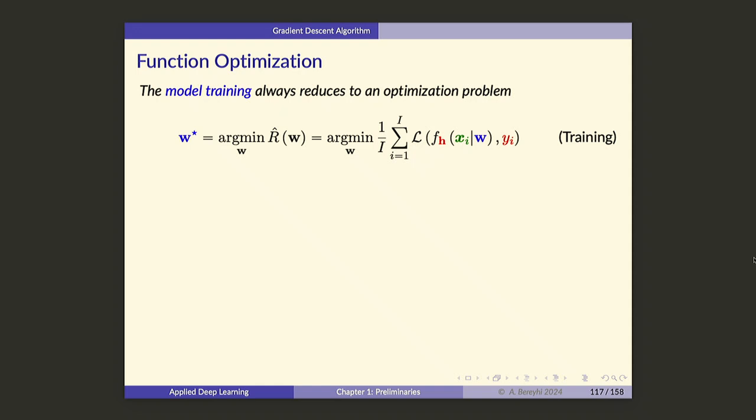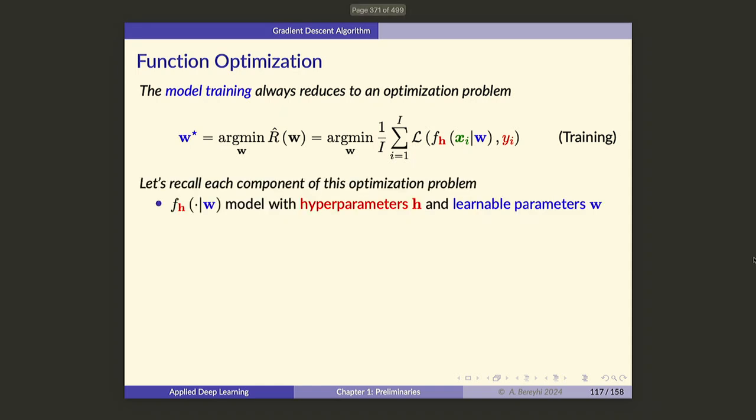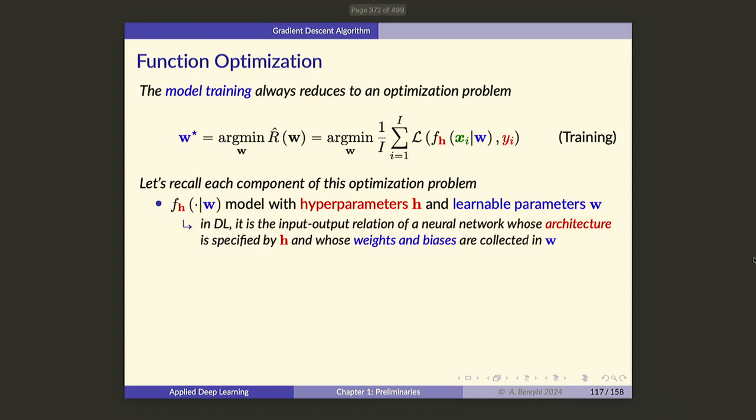If we just want to recap every single element in this argument, we can start with this f. f was basically the model that we had. H was the hyperparameters. We said that right now we do not do anything about hyperparameters. We think they are fixed, given to us. And then the next thing is this w, which is the vector of learnable parameters, or basically the weights inside our neural network. When we are talking about a deep neural network, we have a bunch of weights and biases, all of them collected inside this w, right?